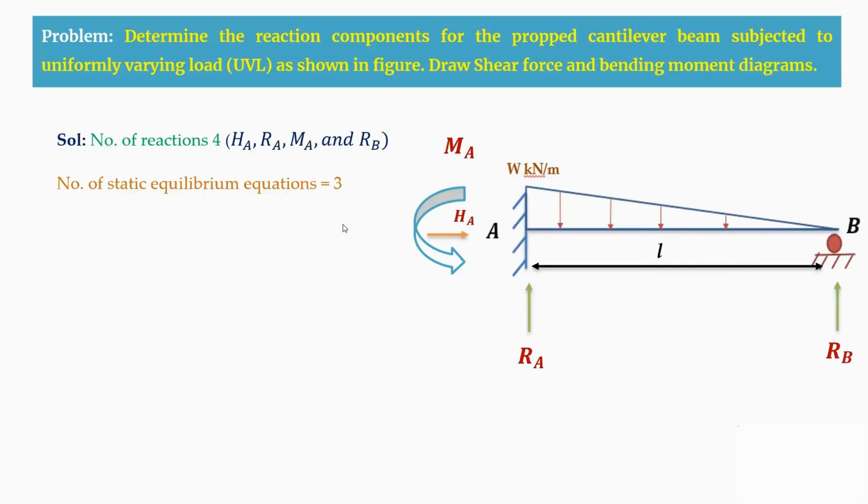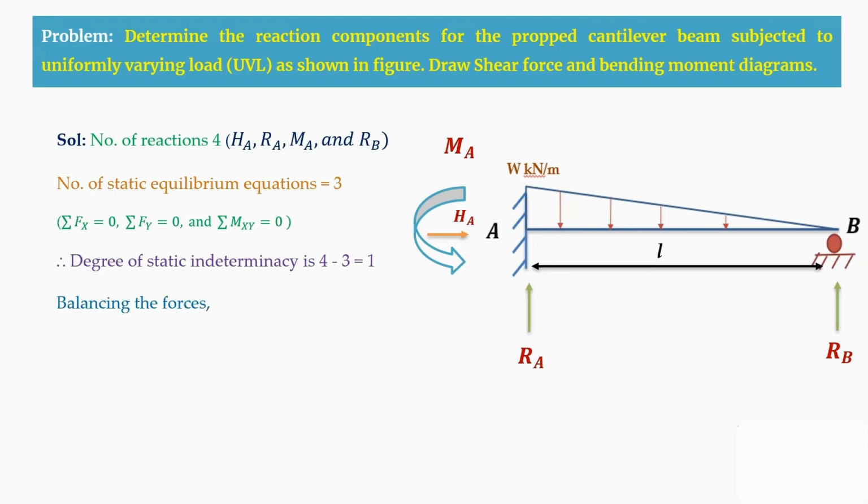We have the number of static equilibrium conditions to be 3 in 2 dimensions, that is sigma Fx equal to 0, sigma Fy equal to 0, and moment about xy is 0. Therefore, the total degree of static indeterminacy is 4 minus 3, that is 1. Now you have to balance your forces. By considering sigma Fx is 0, that is the summation of your horizontal forces, as you can see there is no external horizontally applied load on this beam. Therefore, HA will be equal to 0.